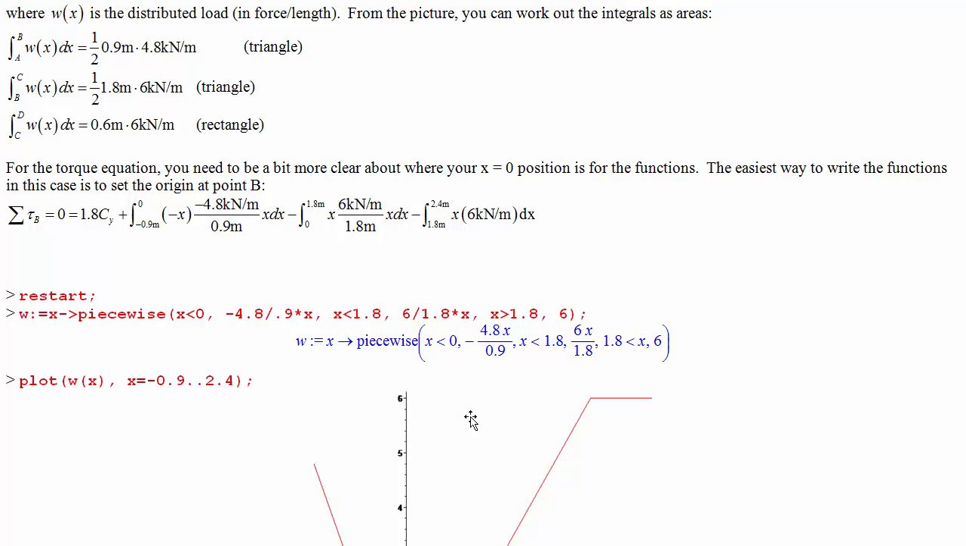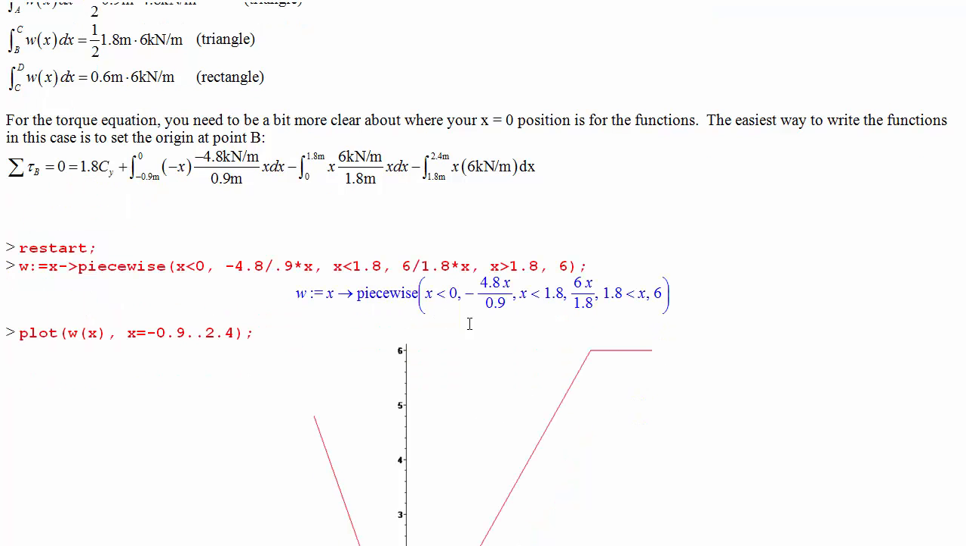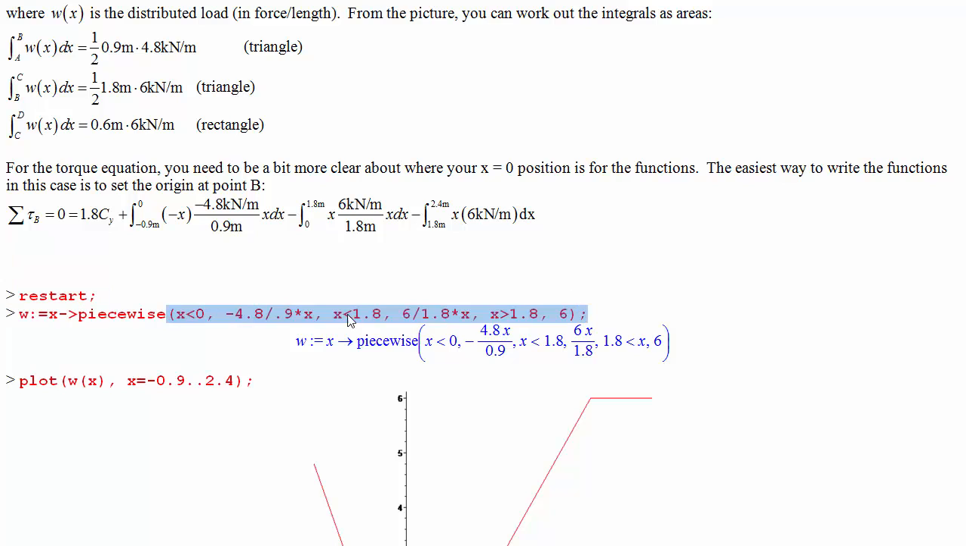Normally when you write something out, you'd say that the function of x is negative 4.8x over 0.9 as long as x is less than 0, and then it's 6.6 over 1.8 as long as x is less than 1.8, but Maple forces you to write it kind of backwards. So first you give the condition, and then you give the function. Then you give the next condition, and then the function, and then the next condition, and then the function. And in addition to that, you can't really give compound conditions. If you try and say 0 is less than x is less than 1.8 like you would write in math, Maple doesn't like that.